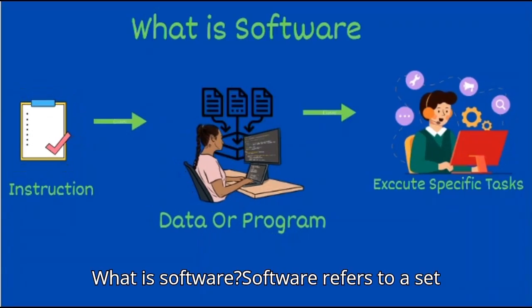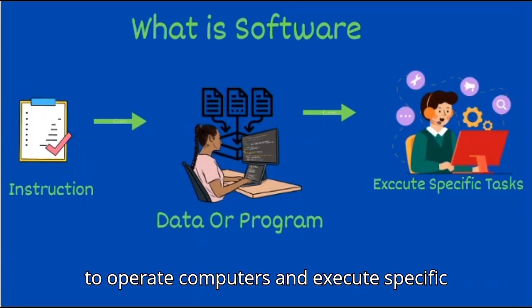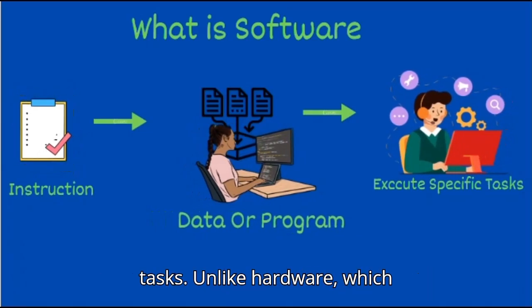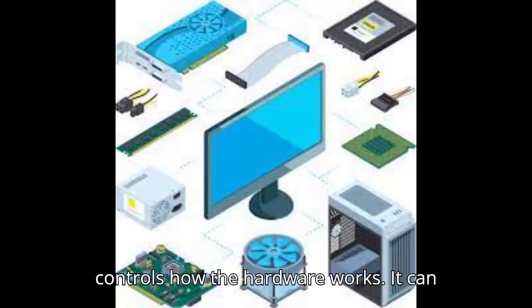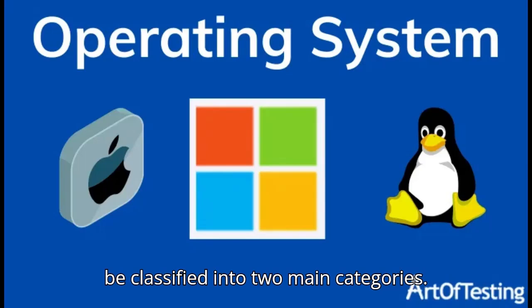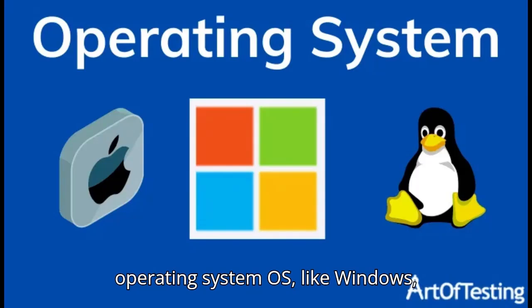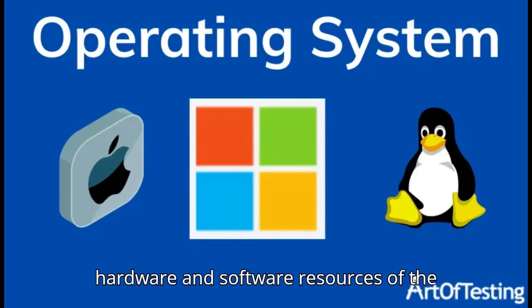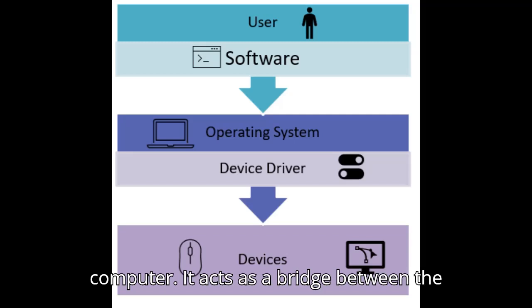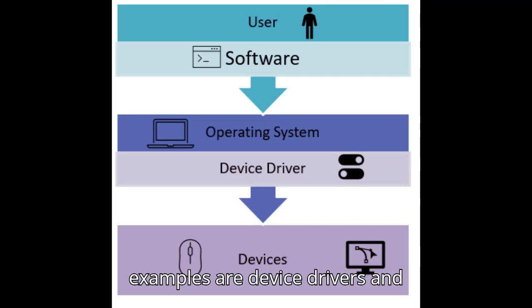What is software? Software refers to a set of instructions, data, or programs used to operate computers and execute specific tasks. Unlike hardware, which refers to the physical components of a computer, software is intangible and controls how the hardware works. It can be classified into two main categories. One, system software. This includes the operating system, OS, like Windows, Mac OS, or Linux, which manages the hardware and software resources of the computer. It acts as a bridge between the computer's hardware and the user. Other examples are device drivers and utilities.